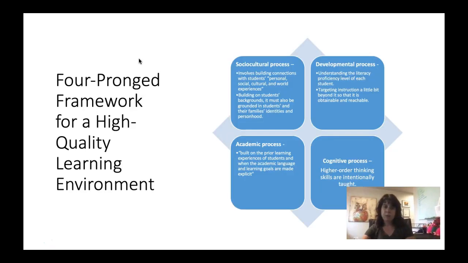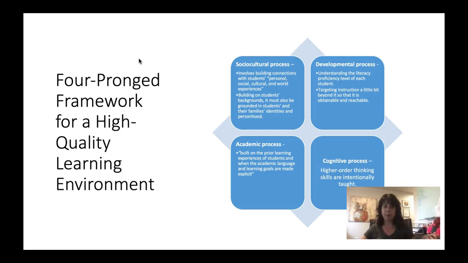So in your readings, we talked about the 4-pronged framework for high quality learning environment. So when we're working with a student who's an English language learner, there are those 4 different components: social cultural process, developmental process, academics, and cognitive process. So what do we mean by that? For social cultural, we mean building those connections with the students' social, cultural, and world experiences. So it's not just teaching them the language, but really bringing that social cultural perspective into teaching them how to learn English.